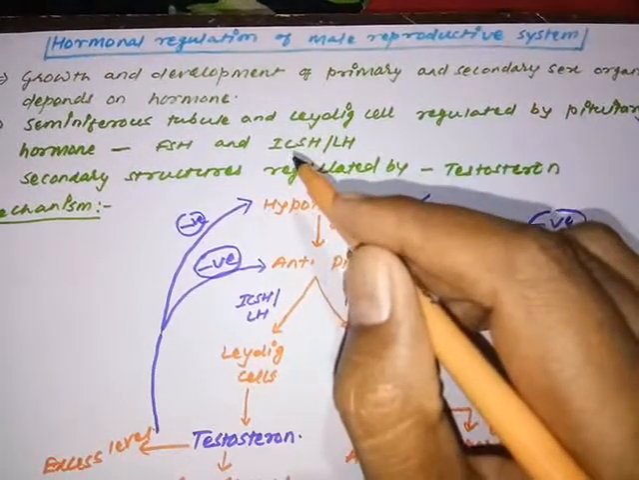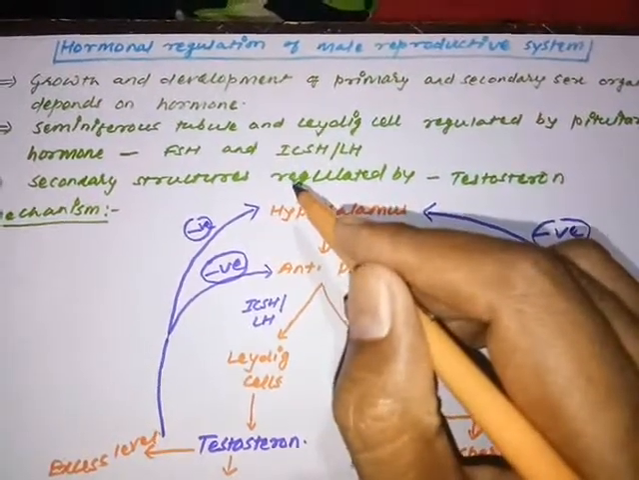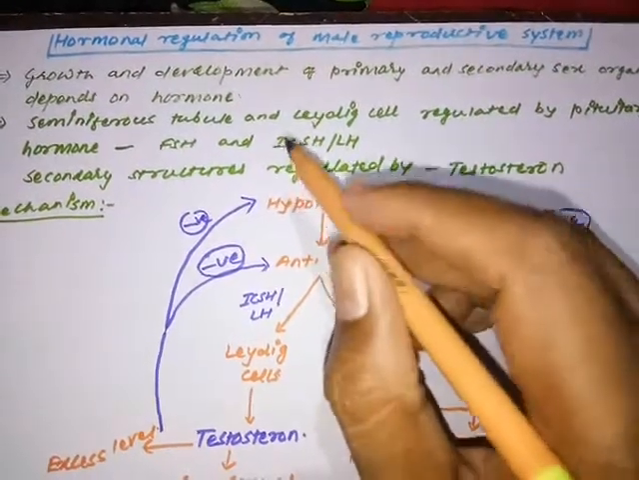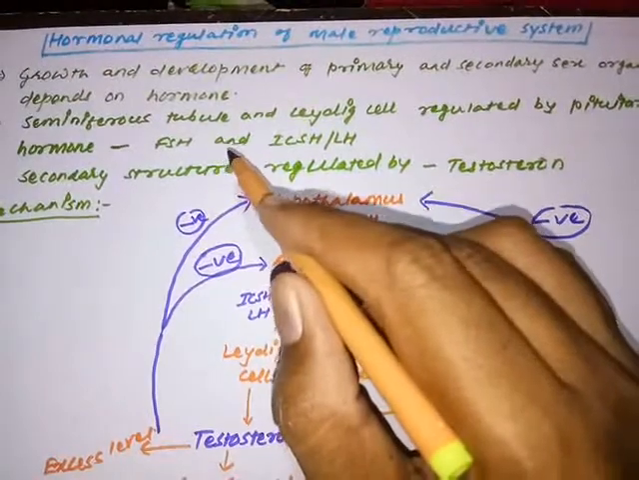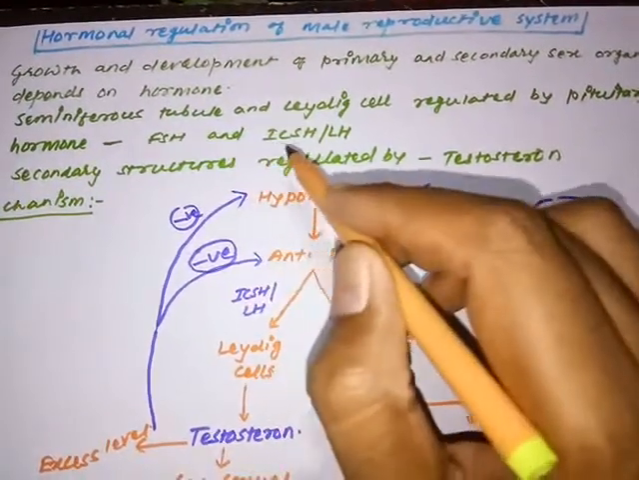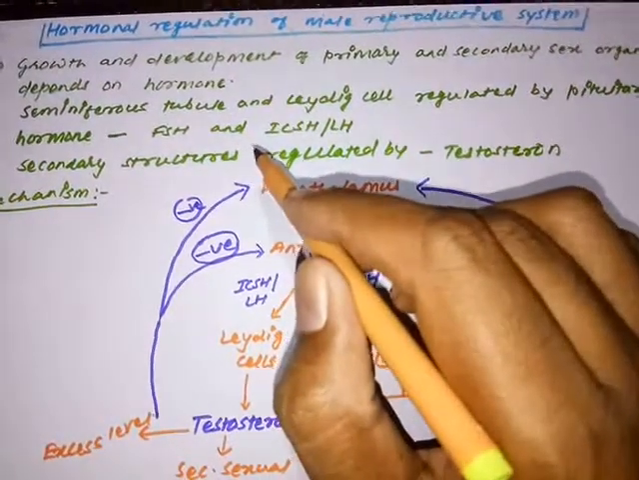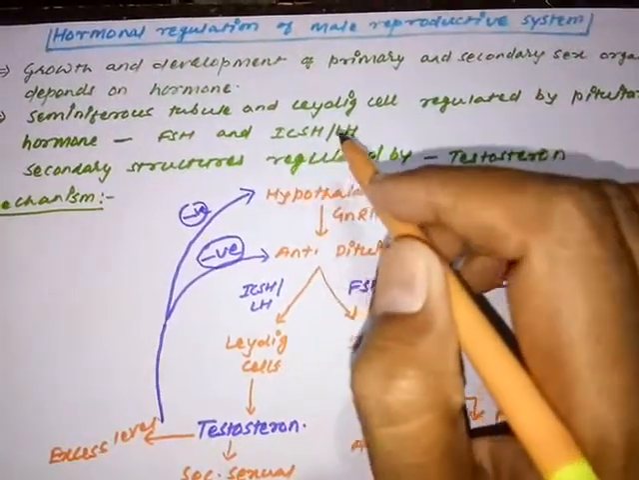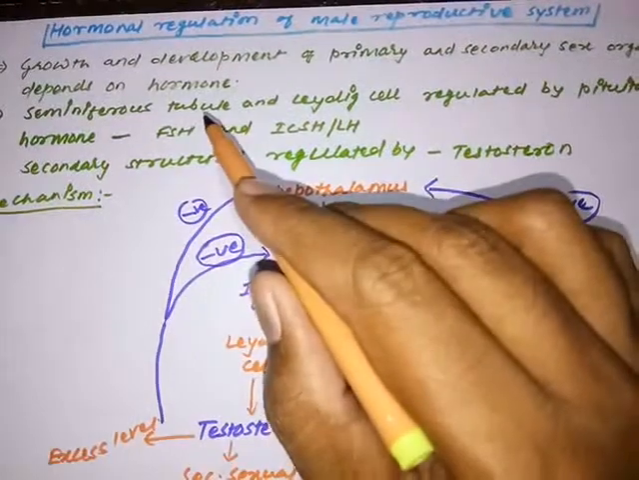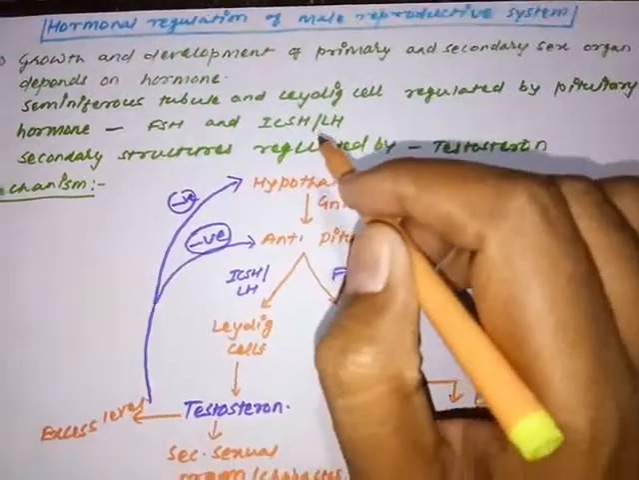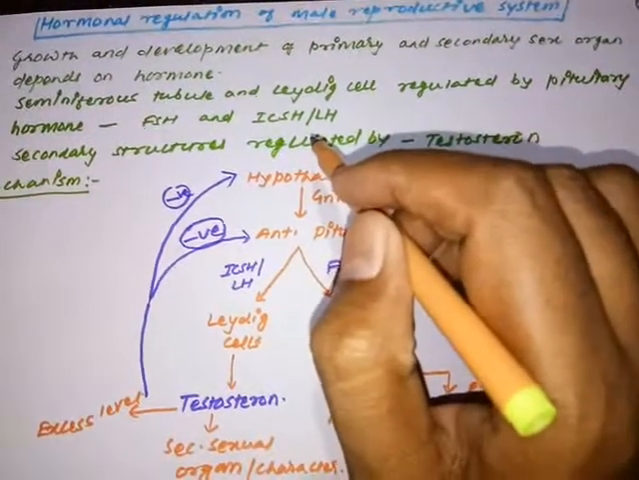So if we are going to divide or differentiate between the reproductive structures in the human male, there are two types: one is the primary structures, the second is the secondary structures. The primary structures are always regulated by FSH and ICSH or LH. Seminiferous tubules are primary structures. Leydig cells are primary structures because they are present inside the testis only.